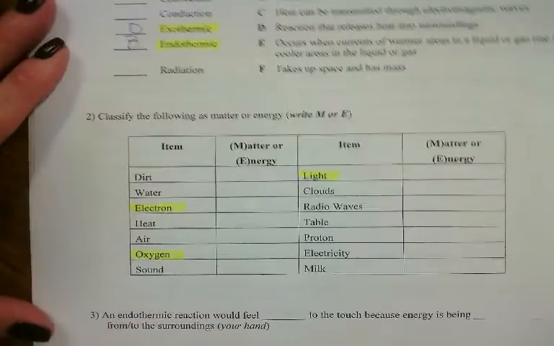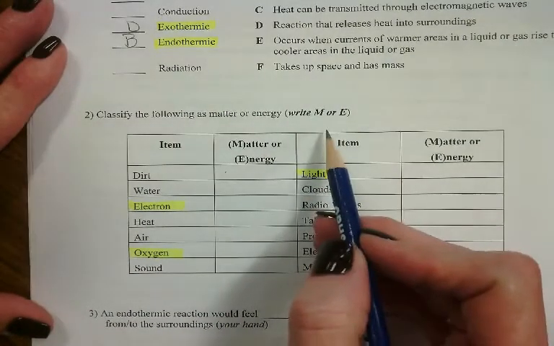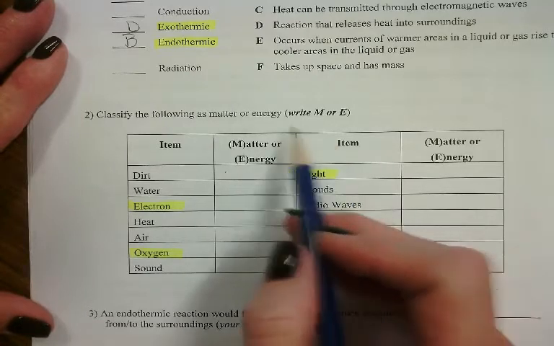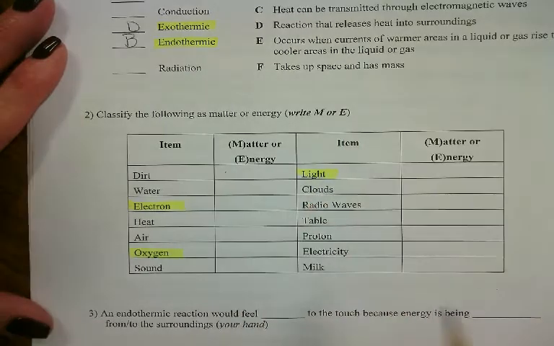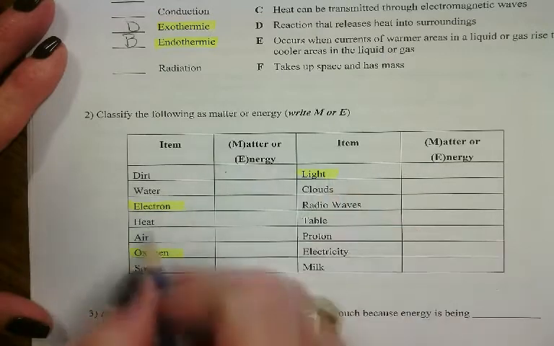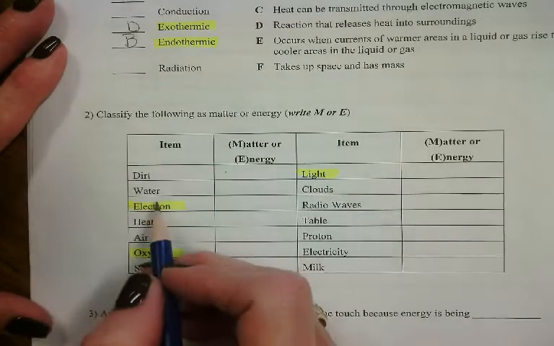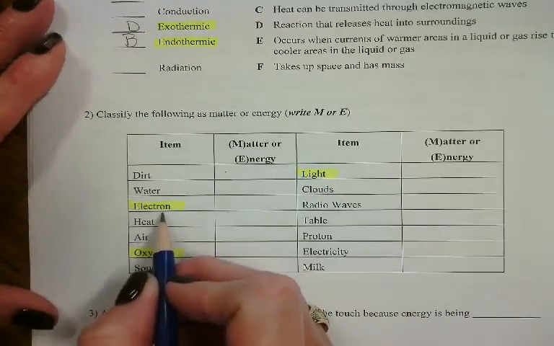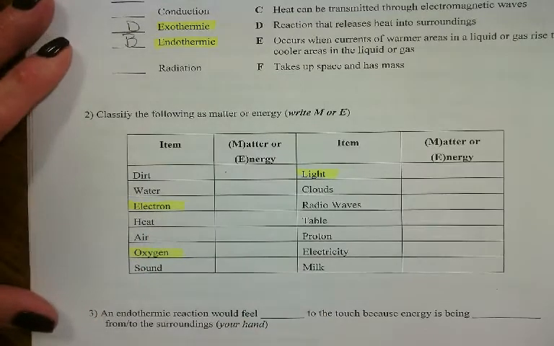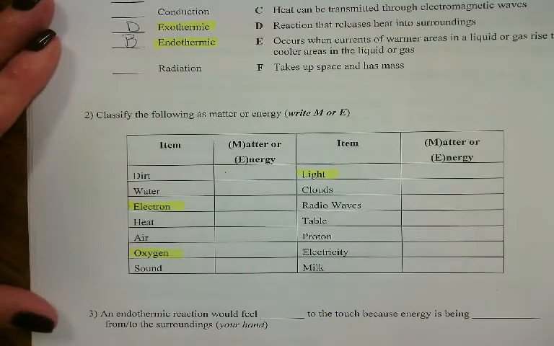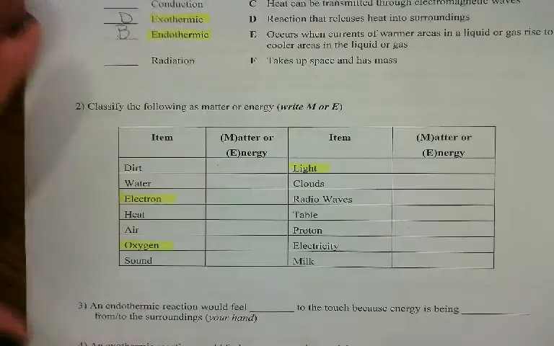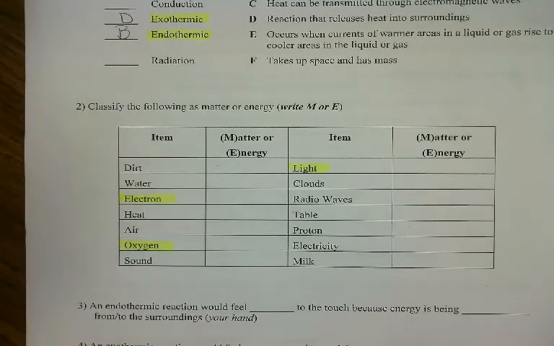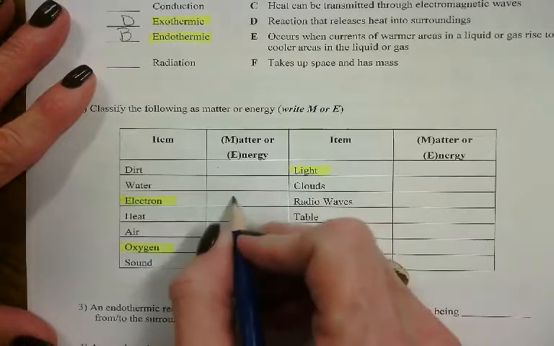Down here in number 2, you're supposed to be classifying as either matter or energy with an M or an E. So I've highlighted a few of these here for us to do. An electron, is that matter or is that energy? Well, if it's matter, it will have a mass and it takes up space. So electrons, they have a really tiny mass, so they qualify as matter.